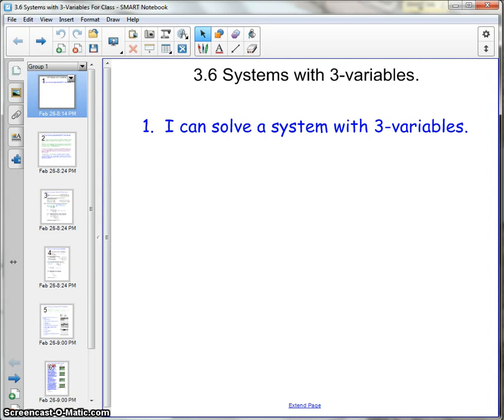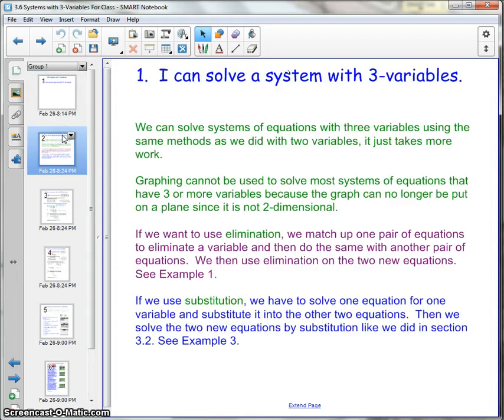So today we're going to look at solving systems of equations with three variables. In the last few lessons we have looked at systems, both equations and inequalities, with two variables, our x and our y, but now we're going to look at systems that involve three variables, x, y, and z. We can solve systems of equations with three variables using the same methods as we did with two variables. It's just going to take a little bit more work.